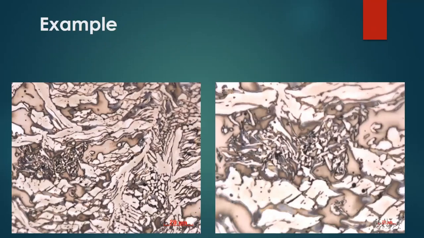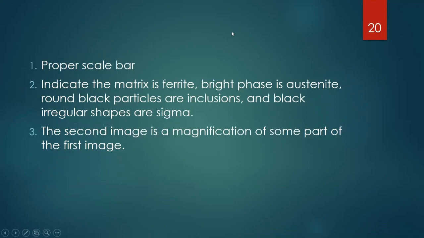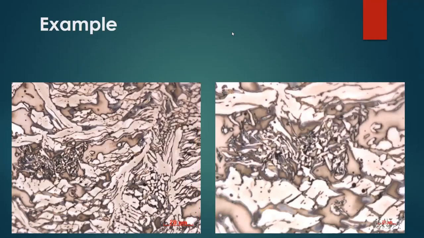Look at this one. For example, look at the left-hand side. You see a microstructure here, and on the right-hand side, you can simply see that this part is taken from this side. So you can simply guess that it is some form of magnification of that part. But it's not very clear. So it's better that we do it like this.